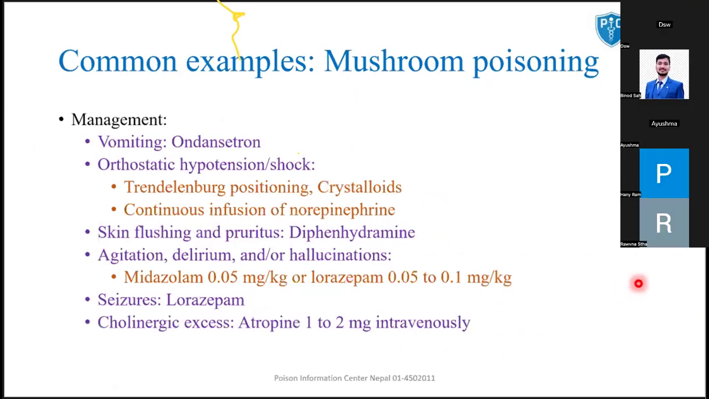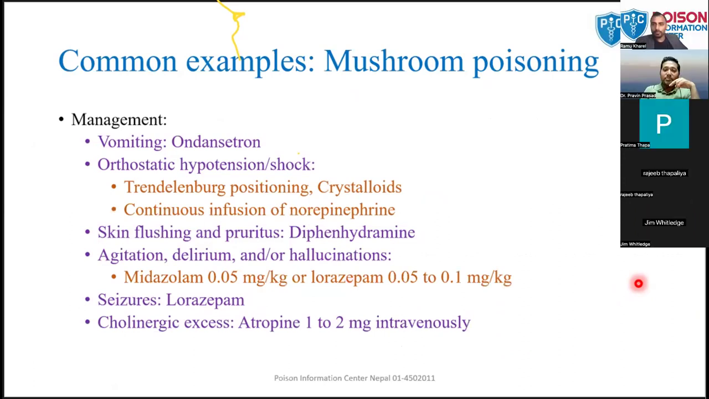Commonly, for the management, if the patient is having excessive vomiting, you might want to go for antiemetics like ondansetron. Here, you do not want to go for the first-generation antihistamine antiemetics like promethazine or metoclopramide because they may worsen the hypotension. If a person is experiencing orthostatic hypotension or shock, you just want to position the patient with a leg raised position. You might want to go for some crystalloids, you want to fill the tank before trying to pump the blood. And then if it is not sufficient, you want to start a continuous infusion of norepinephrine.